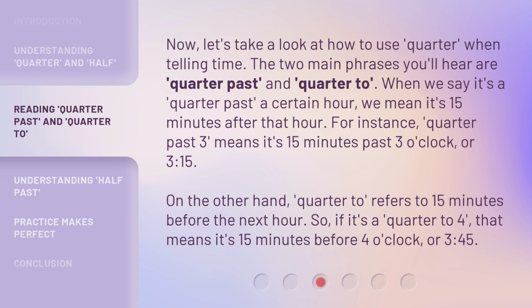On the other hand, quarter to refers to 15 minutes before the next hour. So, if it's a quarter to 4, that means it's 15 minutes before 4 o'clock, or 3:45.